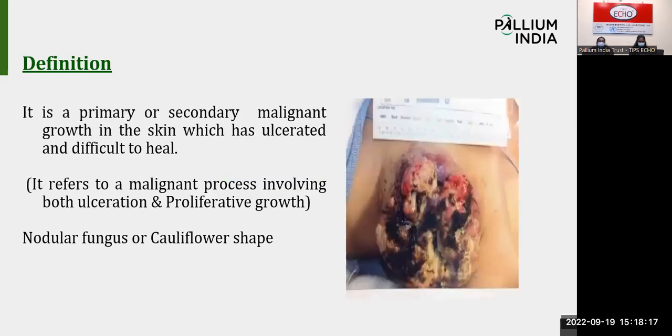So what is a fungating wound? It is a primary or secondary malignant growth in the skin which is ulcerated and difficult to heal. Once the wounds develop, we cannot heal them properly. This is the definition of a fungating wound. It refers to a malignant process involving both ulceration and proliferative growth. It looks like a nodular fungus shape, and that is why we call it a fungating wound, not because of fungus. It looks like a nodular fungus or cauliflower shape.